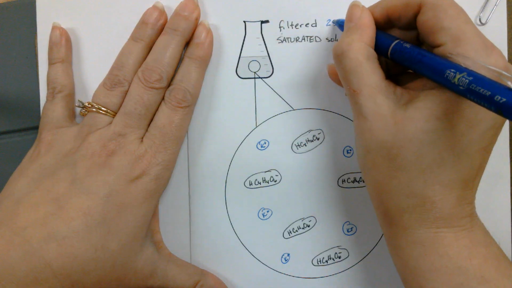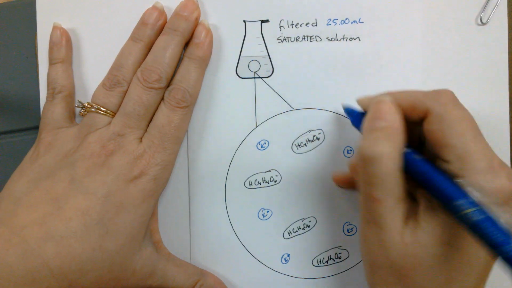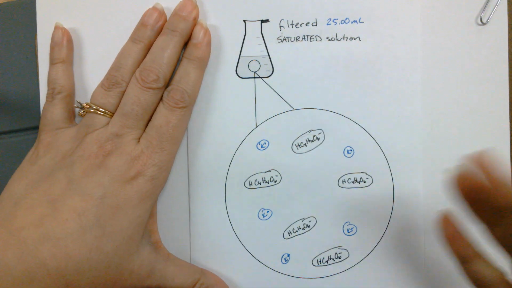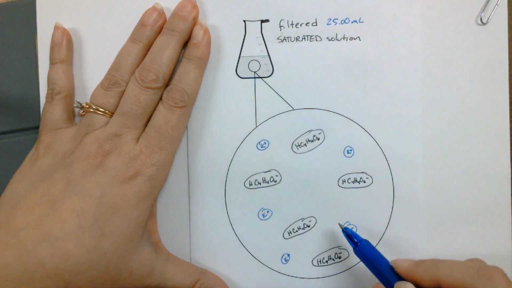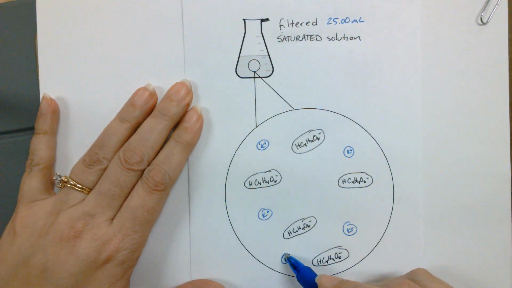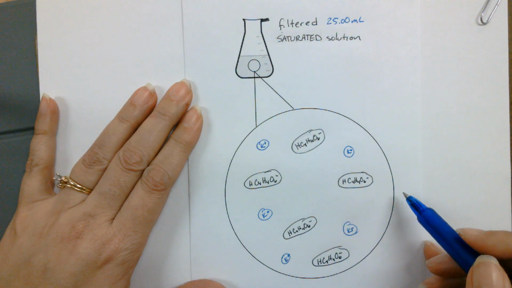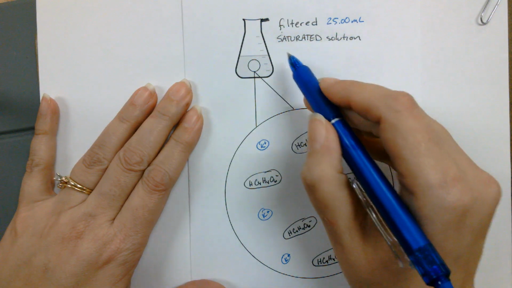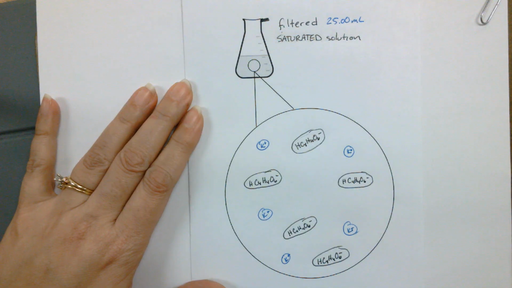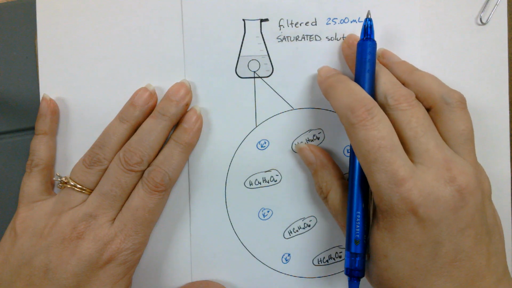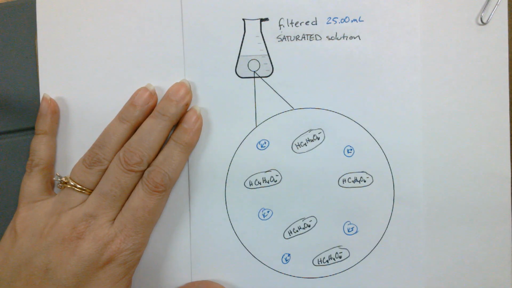We took 25 milliliters of our saturated solution, and therefore in our water solution here, we have potassium ions and we have hydrogen tartrate ions. And this is still a saturated solution. There is no more solid that could have dissolved in the sample that we took it out of. And when we added more water, it didn't change anything. We didn't have any more solid that was able to dissolve.